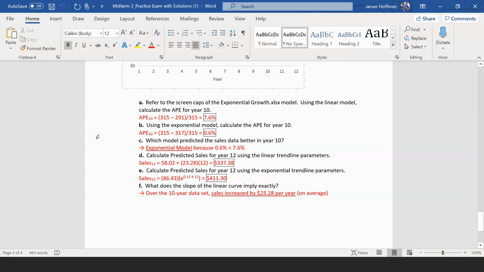Okay, so for parts A and B, make sure your answers are in percent. Parts D and E, your answers are going to be in dollars because you're predicting the sales. So calculate part D: calculate predicted sales for year 12 using the linear trendline parameters that you have from the trendline screencast.